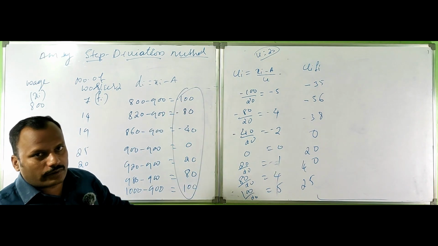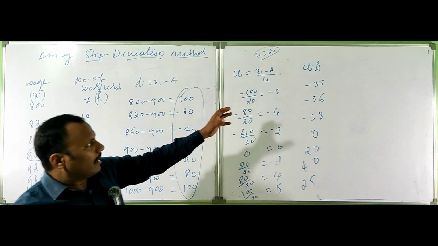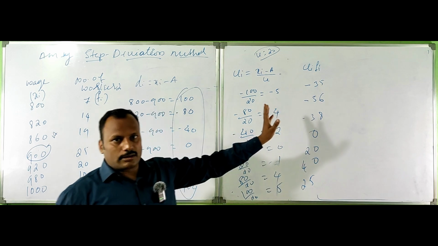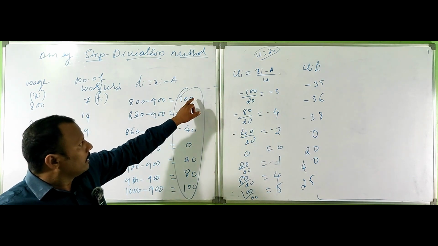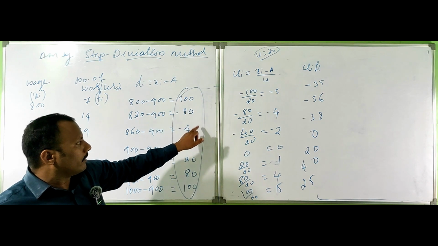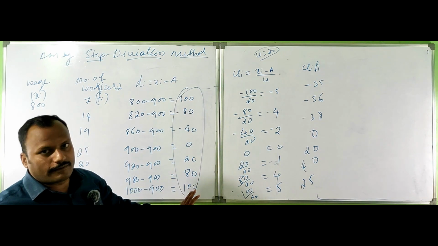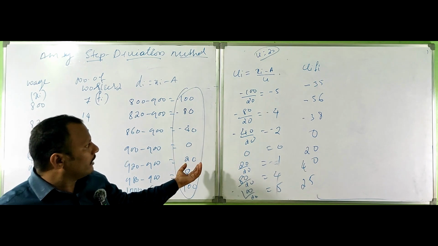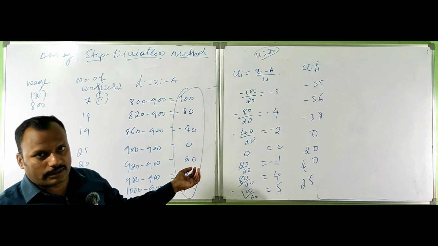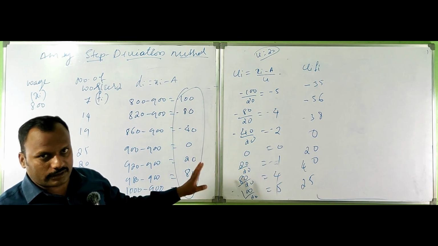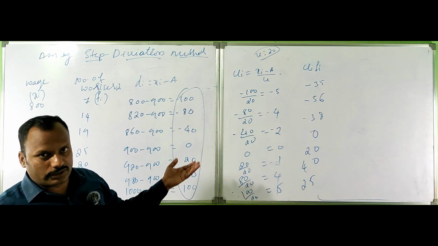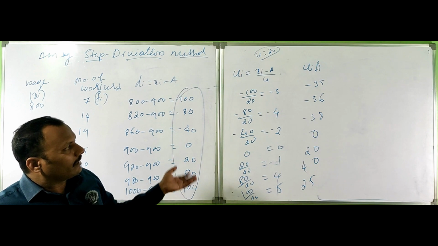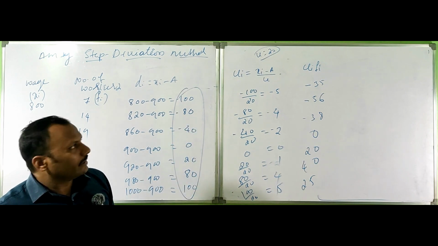Here again, this is the bigger value. To reduce this, I am dividing by the common factor, the highest common factor. 20 is the highest. See, 20 into 5, 20 into 4, 20 into 2, 20 into 1. Only 20 you can take, but I am talking about the highest common factor. 10 you can take, 5 you can take, 2 you can take, but to reduce the values, only 20 you can take, it will give us smaller values in ui.